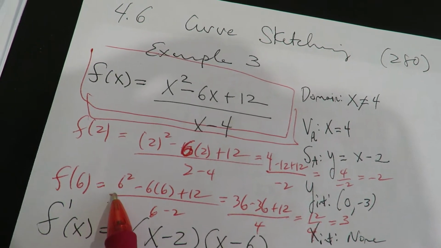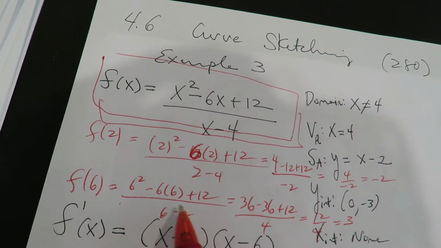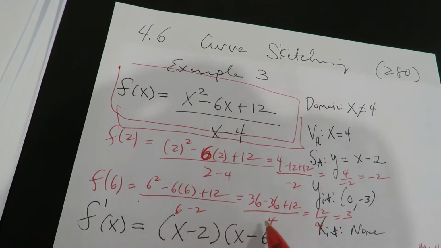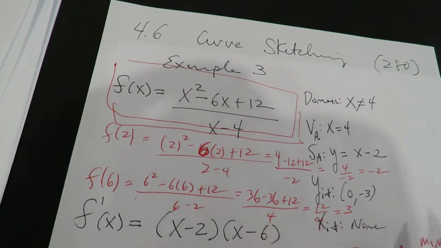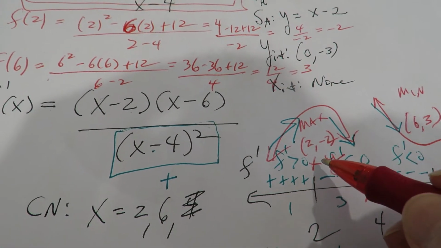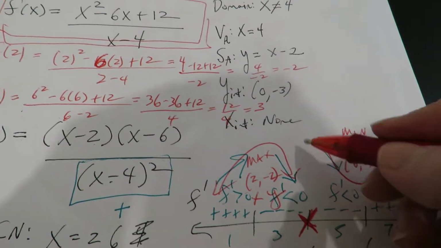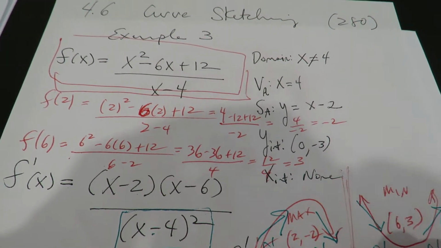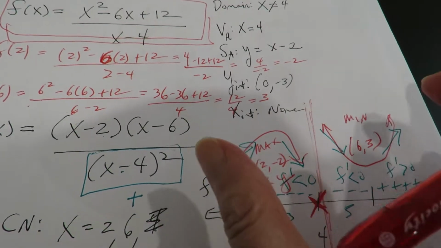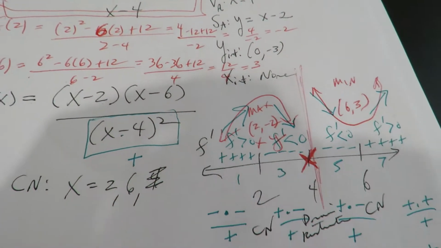Let me just make sure I got that right. 6 squared is 36, minus 36 plus 12 over 6 minus 2 is 4, 12 over 4. Okay, great. Don't get worried that the minimum is higher than the maximum. That's fine because you have to remember that this is a vertical asymptote, so it's cutting this into 2 different graphs. It's one graph, but it's in 2 parts.